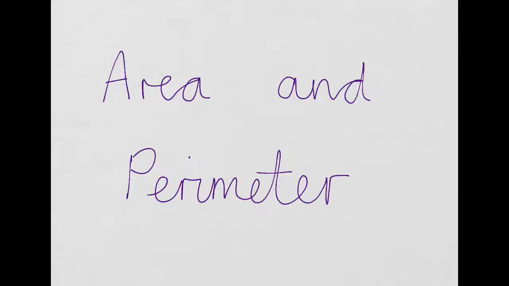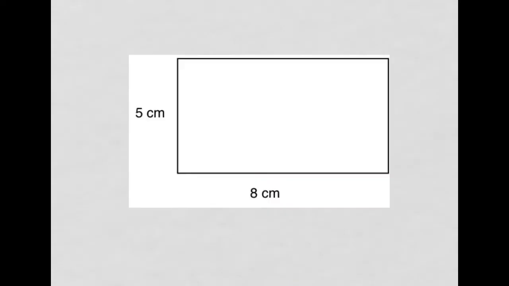Okay, so here's a little recap about area and perimeter. So we'll start with perimeter. Perimeter is the distance around the edge of a shape. So in this example we have a rectangle and the length of the rectangle is 8 centimetres, the width of the rectangle is 5 centimetres.